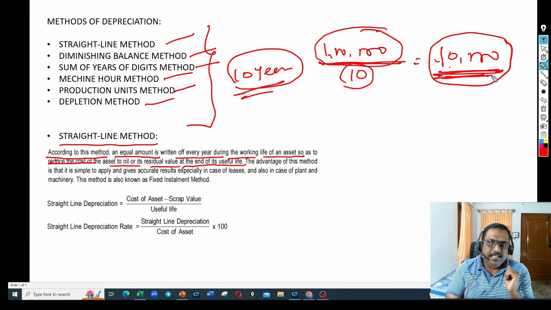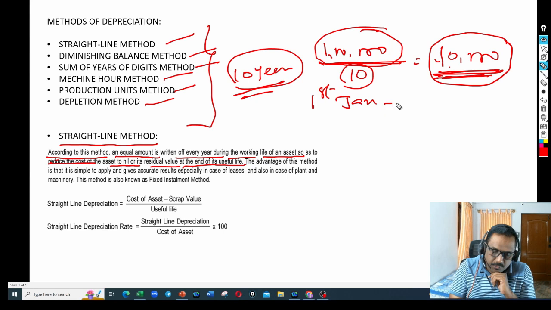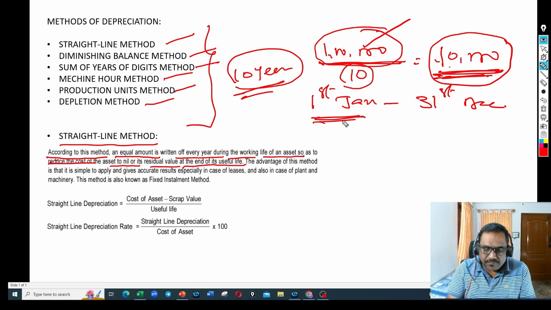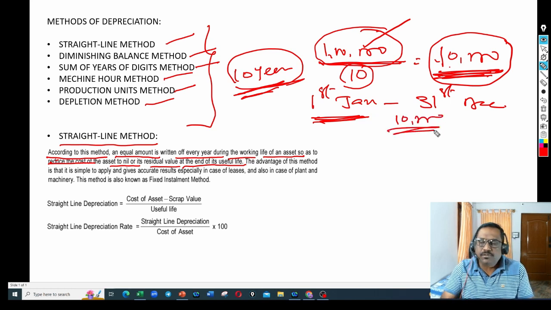But let us say my accounting year is 1st January to 31st December. If this 1 lakh asset is purchased on 1st January, then with a useful life of 10 years, divided by 10, you get 10,000 rupees depreciation in the first year. Second year also 10,000, third year also 10,000, even the 10th year also we are going to get 10,000, because you purchased the asset on 1st January.